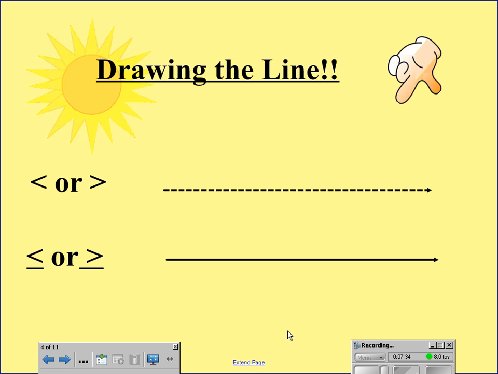Whenever you graph that line on the XY axis, on the coordinate plane, if it's less than or greater than, you use a dashed line. If it's less than or equal to or greater than or equal to, you use a solid line.